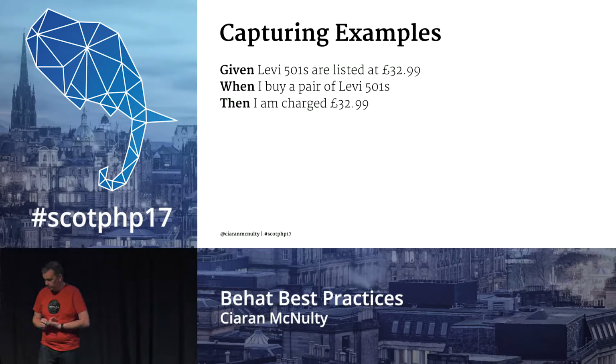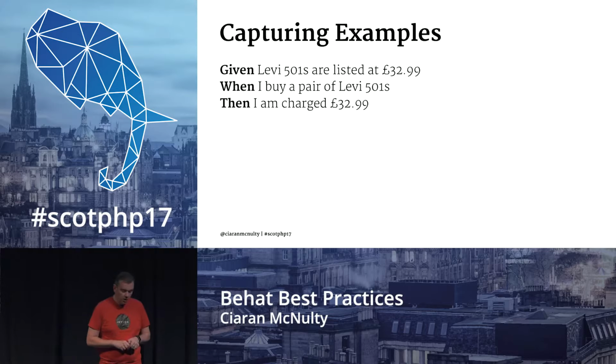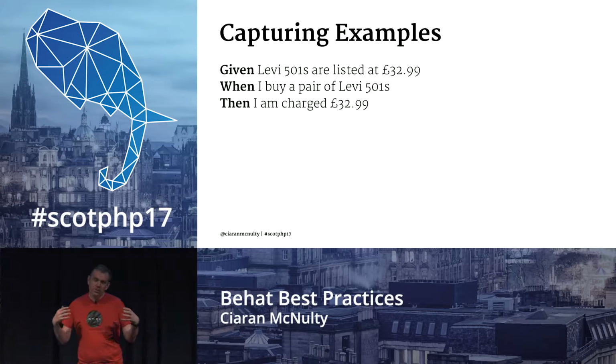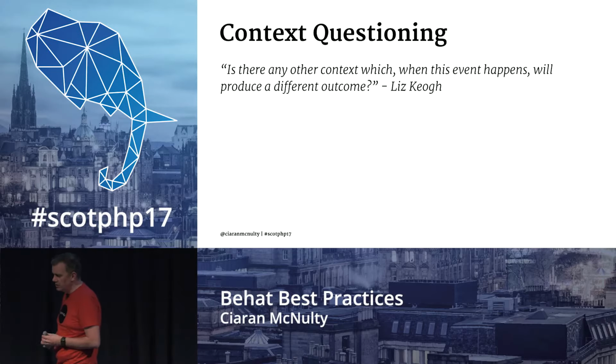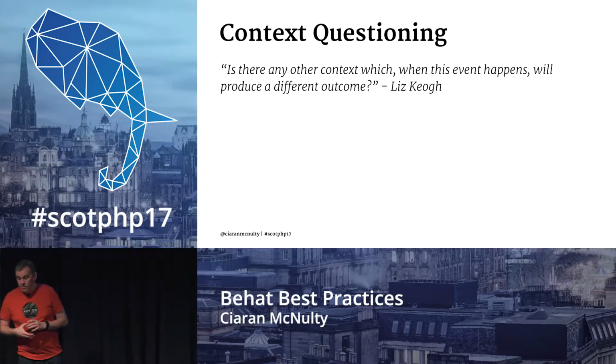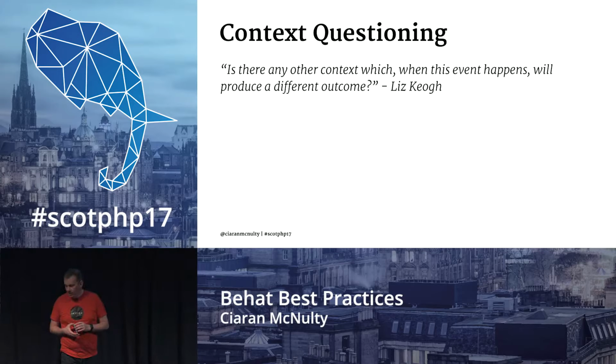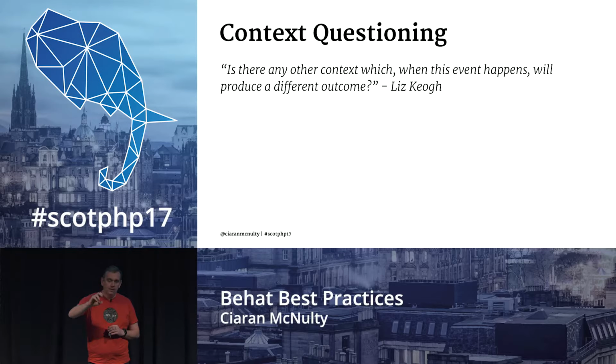Simple. Once you have a few examples in the conversation, I want to emphasize this isn't a one-way conversation, but when you've got a few examples that you've talked about, you can start looking at them and questioning, exploring the requirements, exploring the business rules from a few different angles. One is questioning the context. So I also stole this from Liz Keogh. You can say, okay, is there any context where that action doesn't cause that outcome, where that input doesn't cause that output?